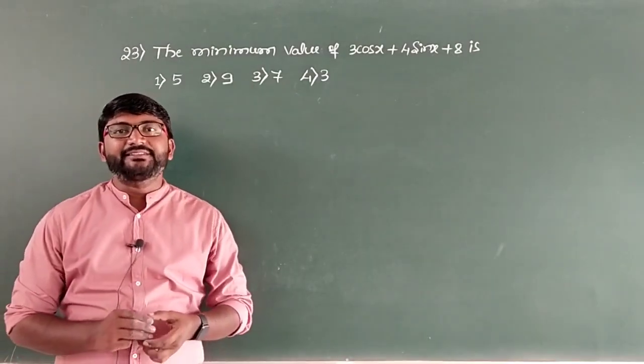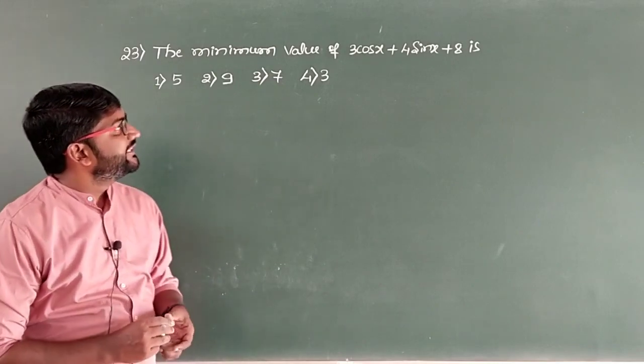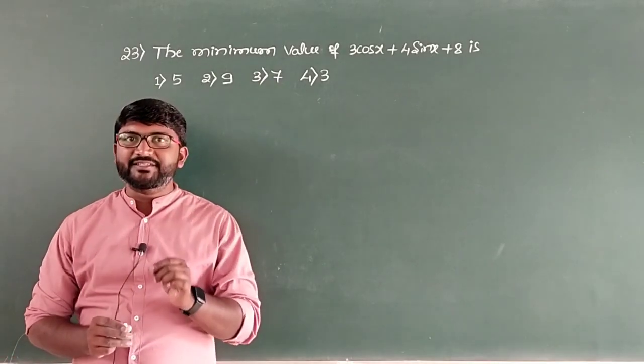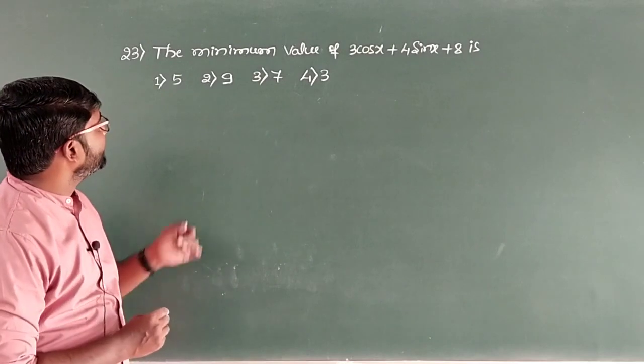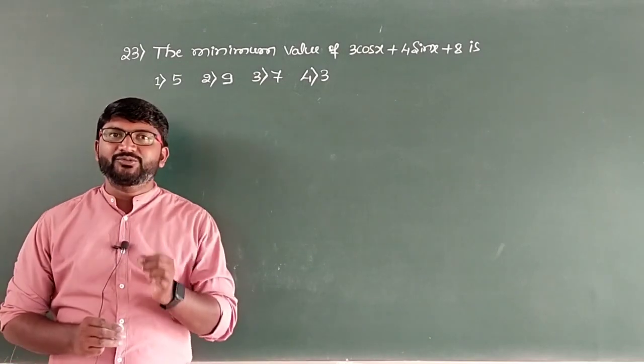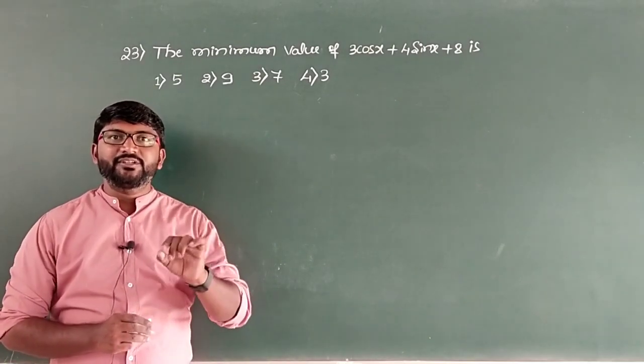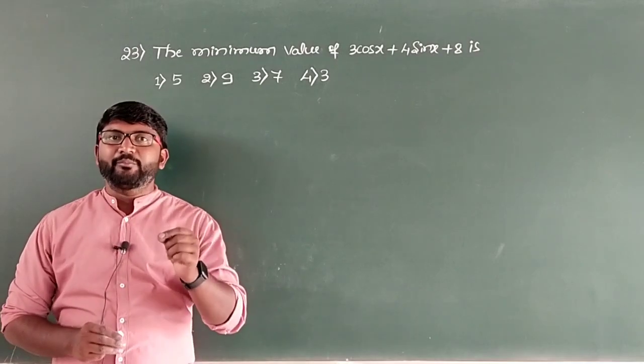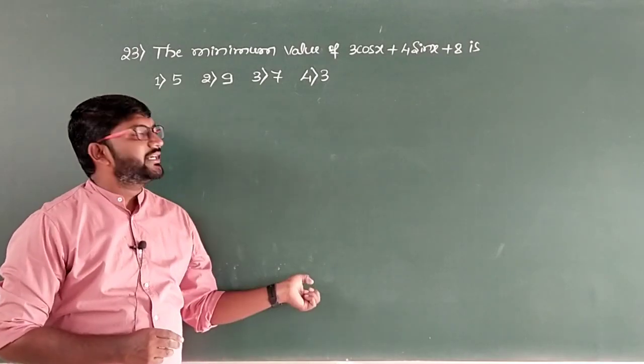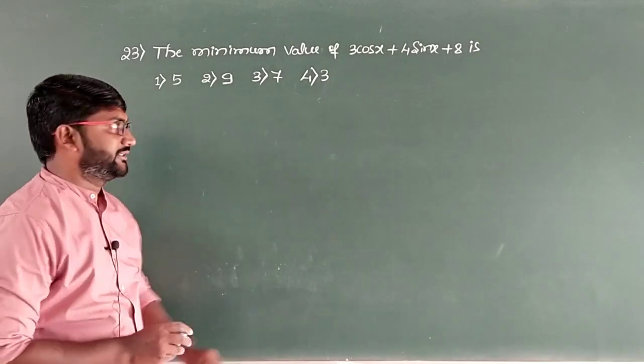Well, question number 23, it is the minimum value of 3 cos x plus 4 sin x plus 8 is, the four options are 5, 9, 7, 3. So this is a very important concept. Usually they will be asking the minimum value and the maximum value. So let us give the standard formula and then we will take up the given question.